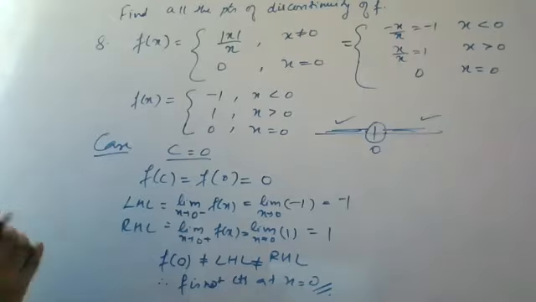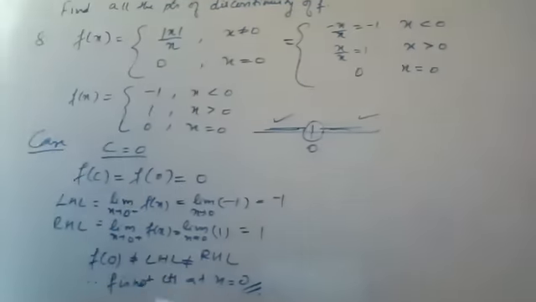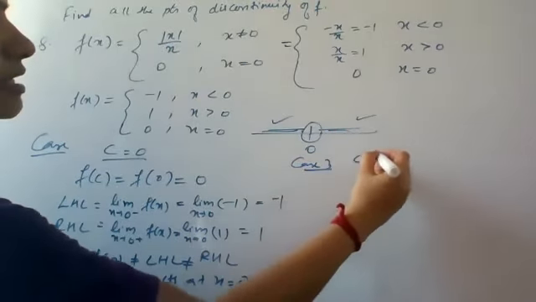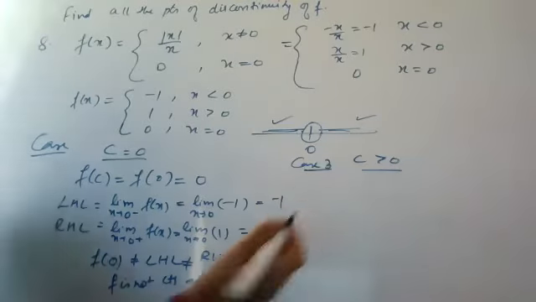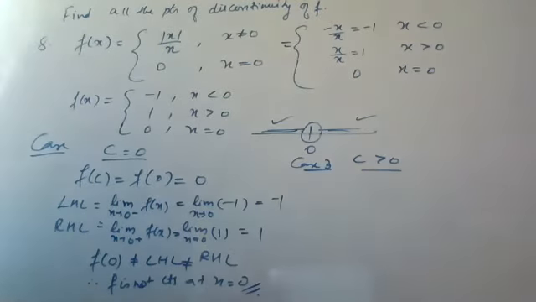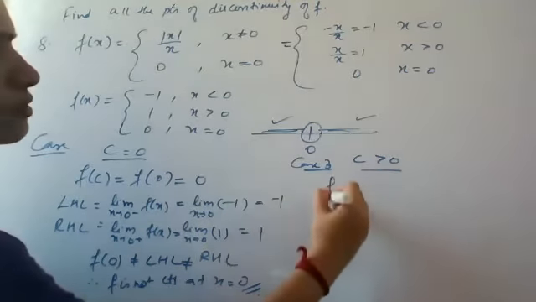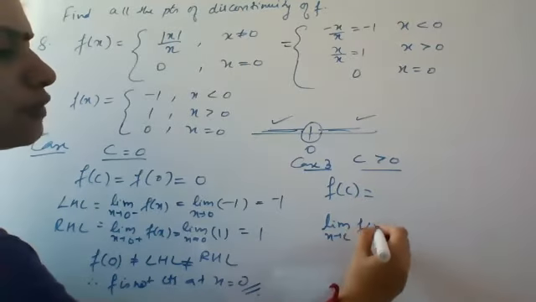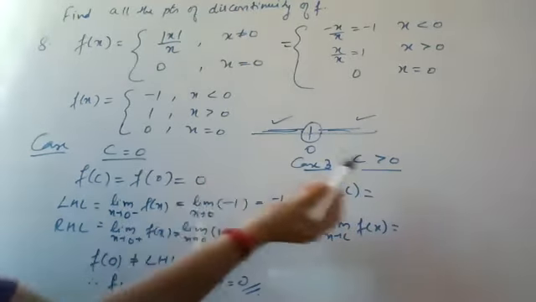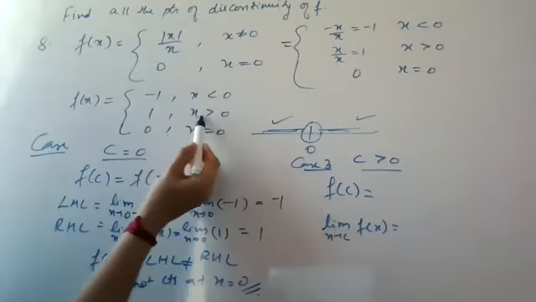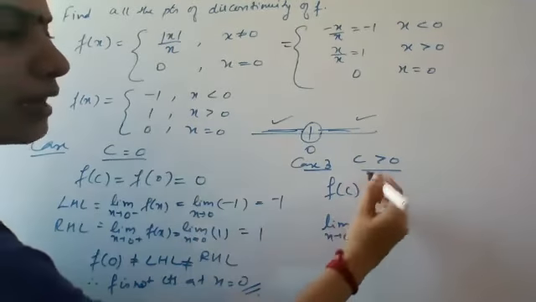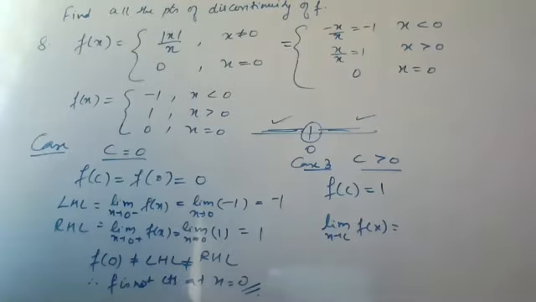Now one more case is there, which is greater than 0. Case 3, when c is greater than 0. When c is greater than 0, how will you do? First you will find f of c and then limit x tends to c f of x. Okay, f of c means for any value which is greater than 0, you have the function value to be 1. So f of c जो भी हो आपको आएगा 1, right?